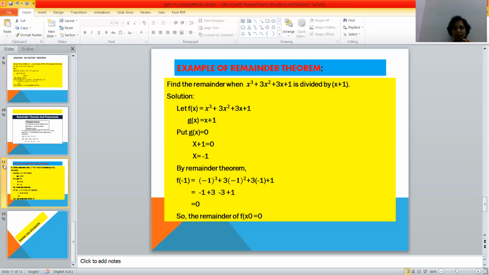So, we get f of minus 1 is equal to minus 1 cube plus 3 into minus 1 square plus 3 into minus 1 plus 1, which is equal to minus 1 plus 3 minus 3 plus 1. After calculation, we get f of minus 1 is equal to 0.